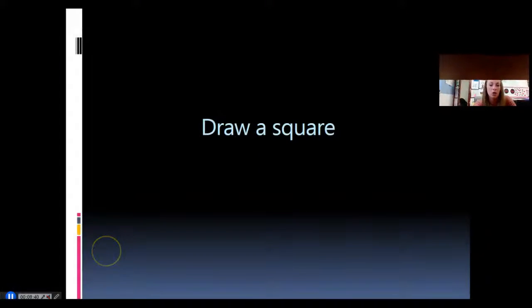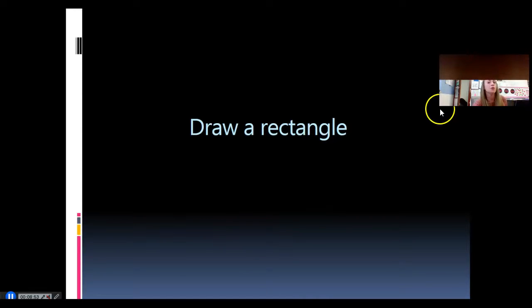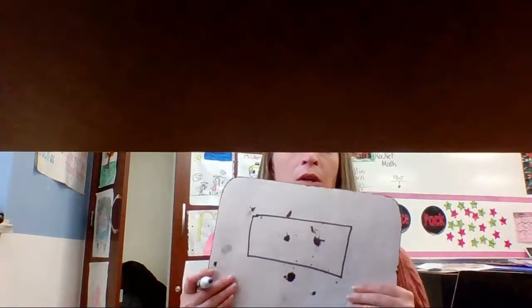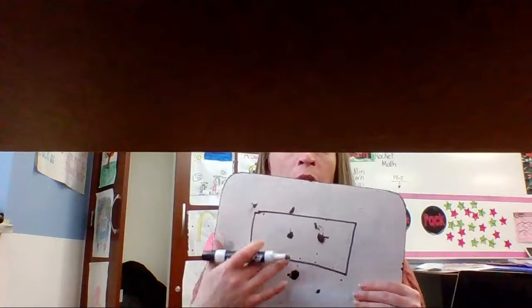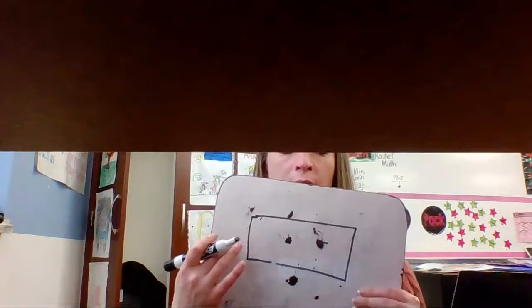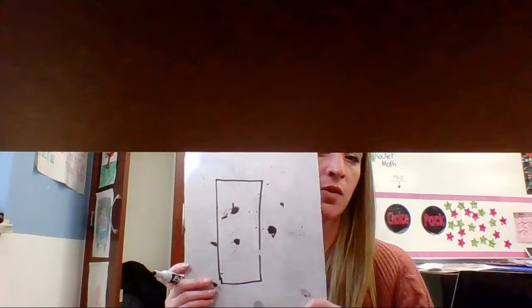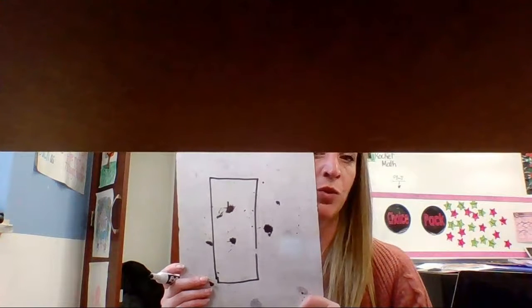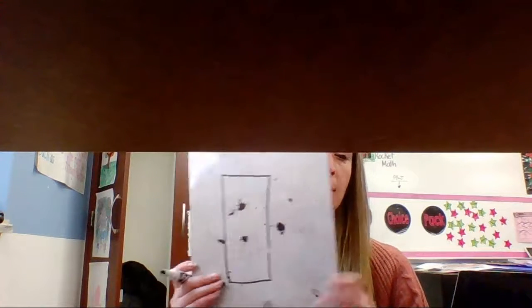All right, can you please draw me a rectangle? If you drew something that looks like this, you drew a rectangle. Notice that it has 2 long sides and 2 short sides. You could also draw it like this. This is also a rectangle. It has 2 long sides and 2 short sides.